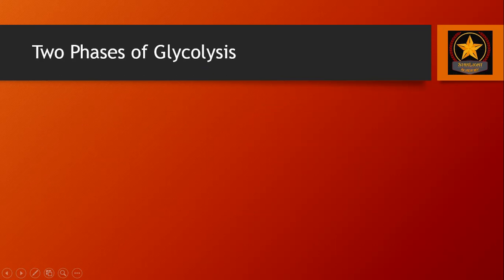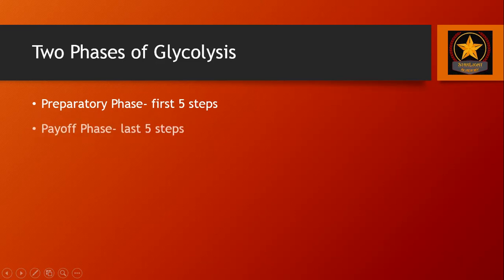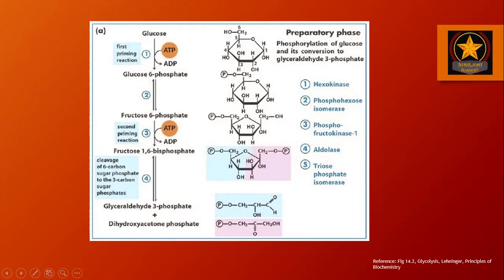Now, as I said, glycolysis is a 10-step process. It is divided into two phases. The first 5 steps are called the preparatory phase, whereas the last 5 steps contribute to the payoff phase. Now this is the preparatory phase, wherein phosphorylation of glucose and its conversion to glyceraldehyde 3-phosphate occurs.